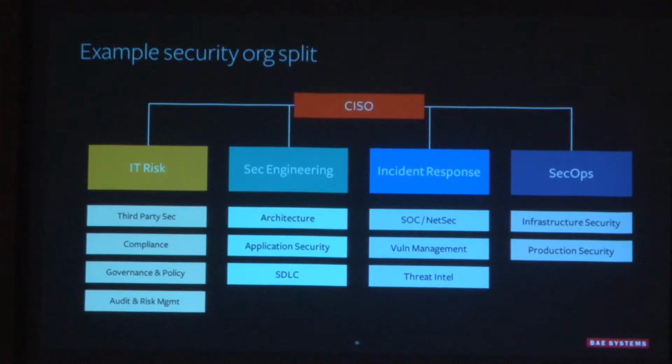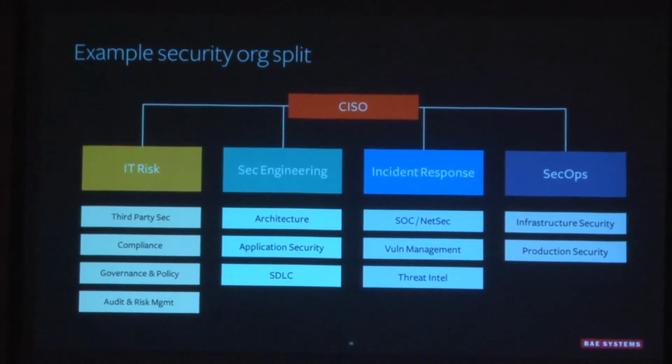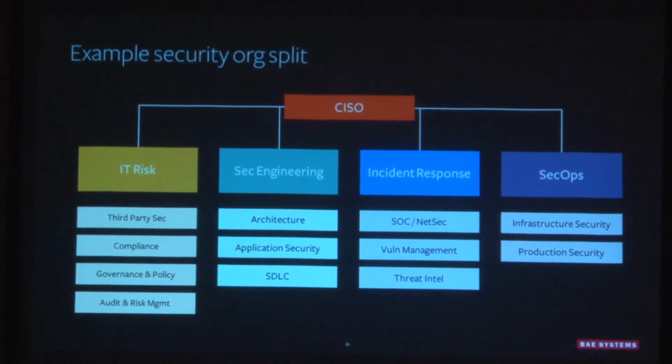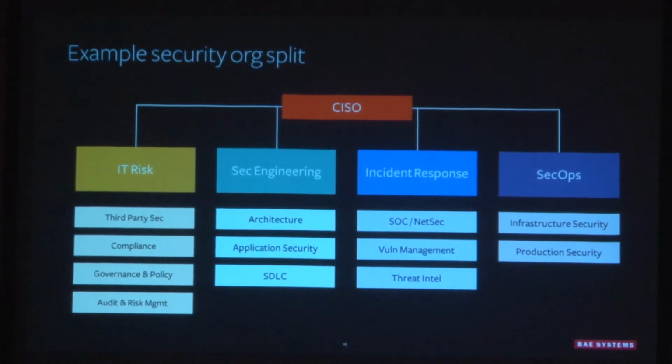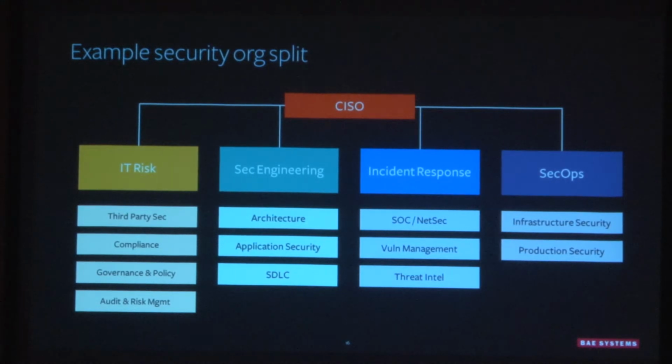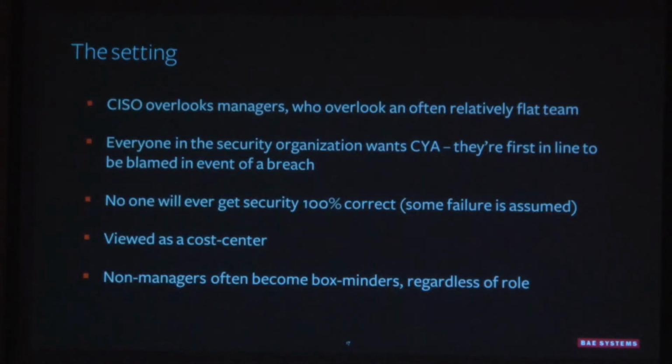Is bad. So as an example, security org split, this is probably a bigger organization, but you have your CISO and then you have different kind of security functions underneath them. Generally there will be managers and then it's reasonably flat underneath that, but obviously lots of different roles. But the setting is that CISOs overlook the managers. Everybody in the organization wants to cover their ass. They're first in line to be blamed. I think we all know this. Also, no one will ever get security 100% correct, so you're first to be blamed, and you know that it's not like you'll never ever have an incident. It's kind of a problem.